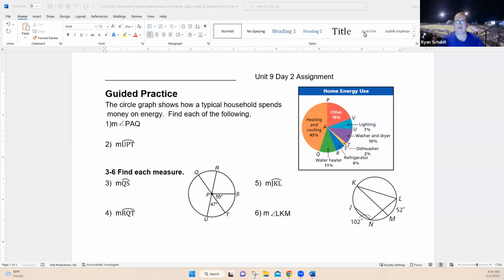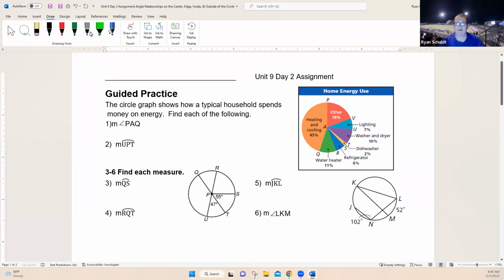Okay, so now for the guided practice. And you'll be happy to know that today, the guided practice is the whole front of the assignment. Okay, so first, we're beginning with this pie chart, a circle graph. They ask us to find the measure of angle PAQ. That's just the heating and cooling wedge for home energy usage.